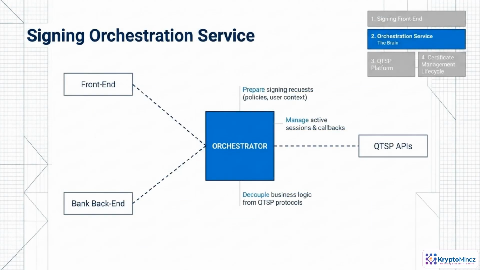The signing orchestrator is the brain between the bank and the qualified trust service provider. It receives a request from the banking backend, enriches it with the right policies and user context, and then drives the interaction with the QTSP APIs. It also tracks active signing sessions and callbacks, so the front end always knows the current status. By centralizing this logic, the bank stays decoupled from vendor-specific protocols and can swap or add QTSPs more easily.